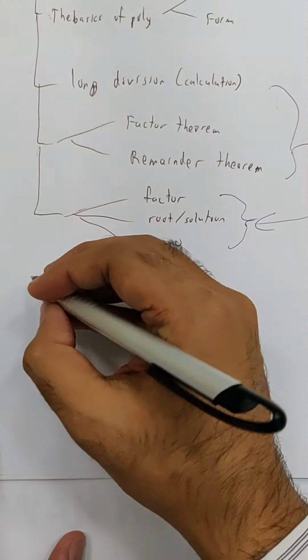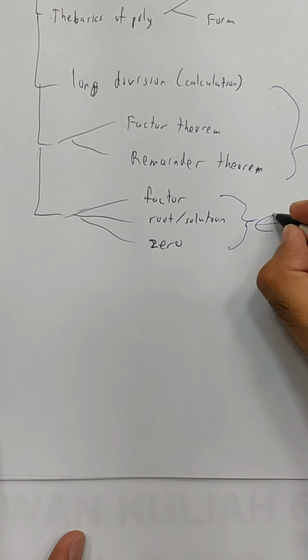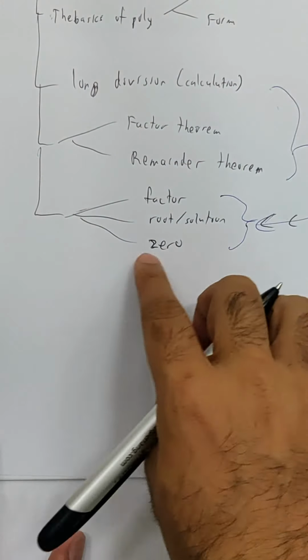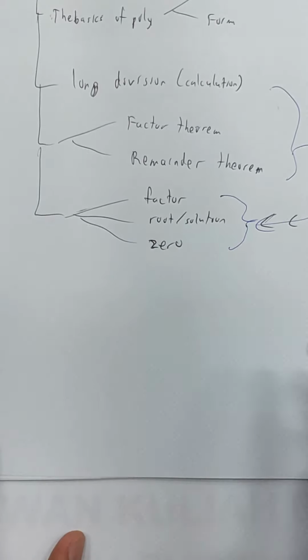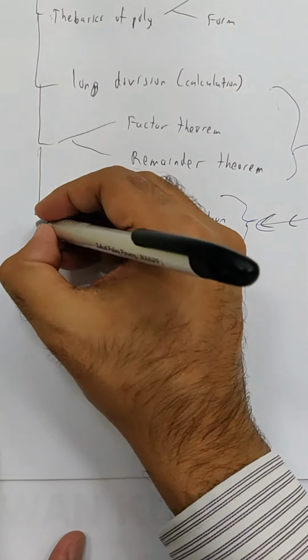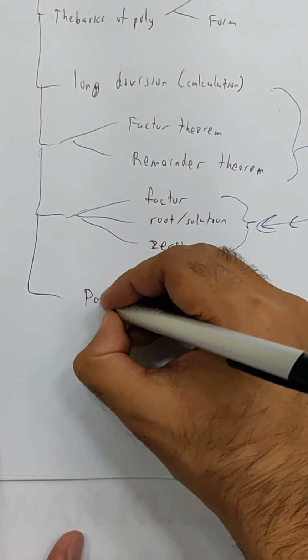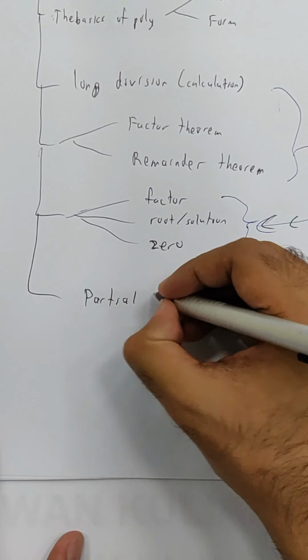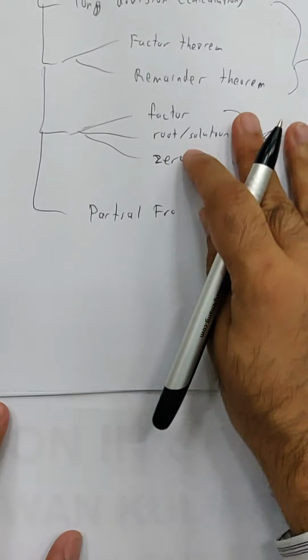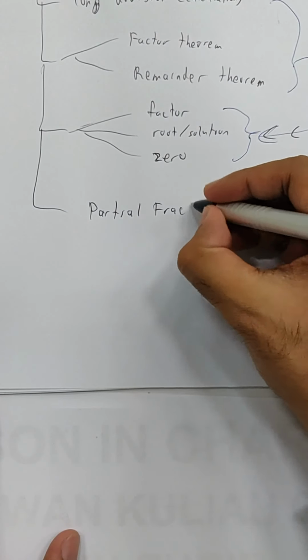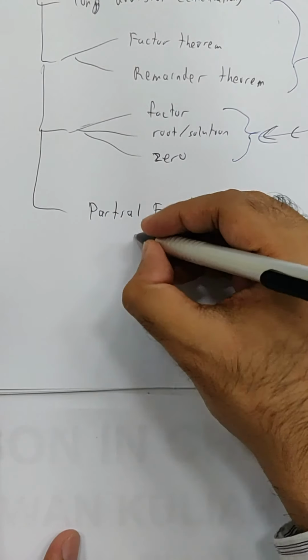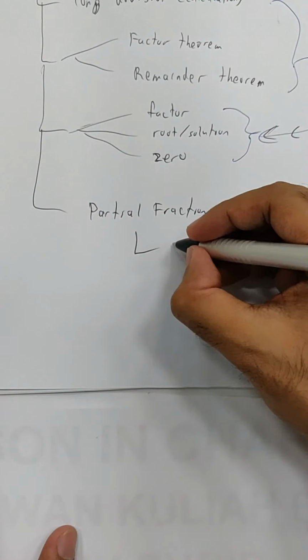And then, okay, these are the techniques that you're going to use for you to get these solutions. And then after that, you will learn about partial fractions, where you will have three things. It's called three types.